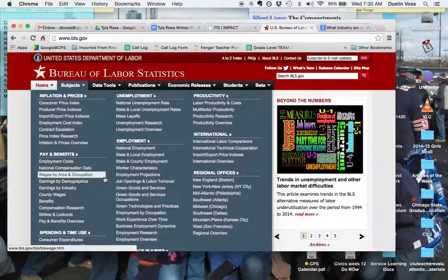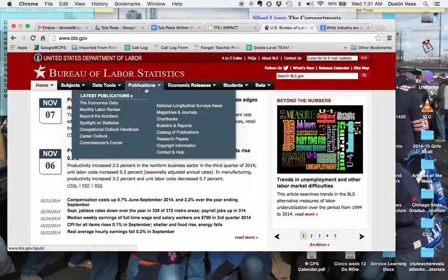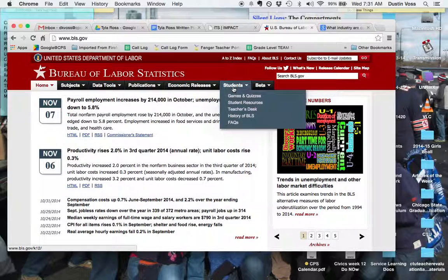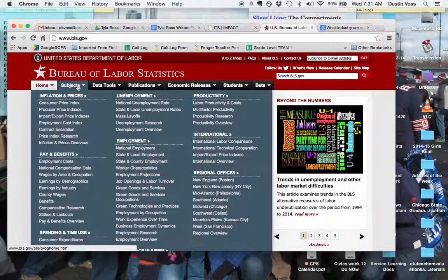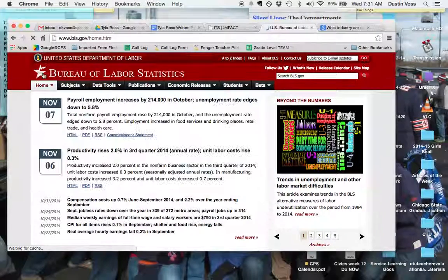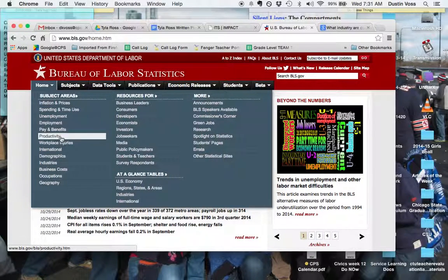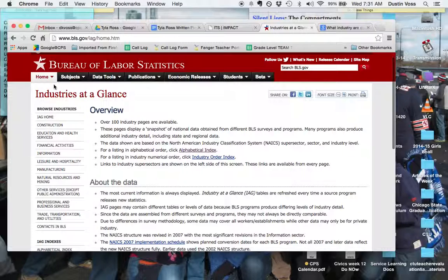I'm going to click on subjects, and what I'm looking for is industries. Data tools. So right here I'm kind of already a little bit lost, and I've got to find the industries tab. So on the home tab, do I have it here? Yes. At a glance tables, industries. Alright, here we go. So that was on the home tab.